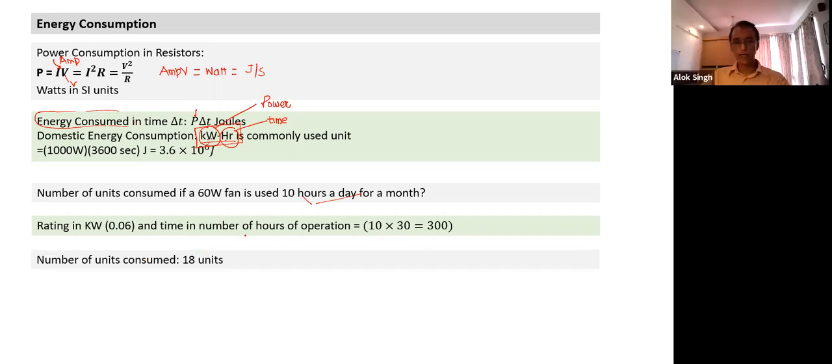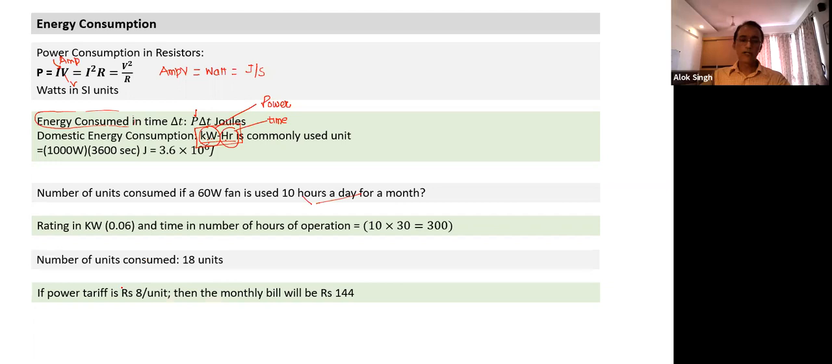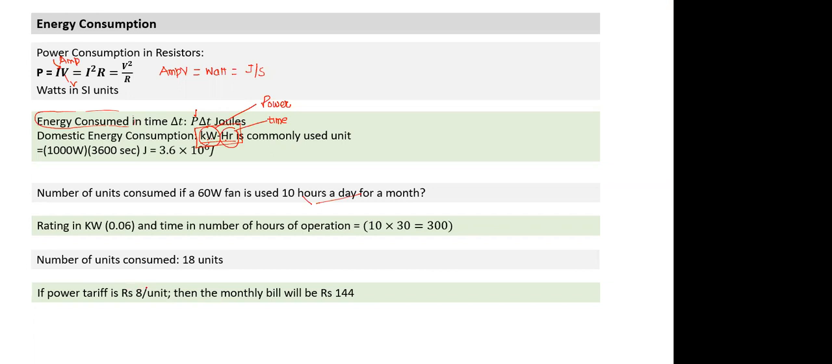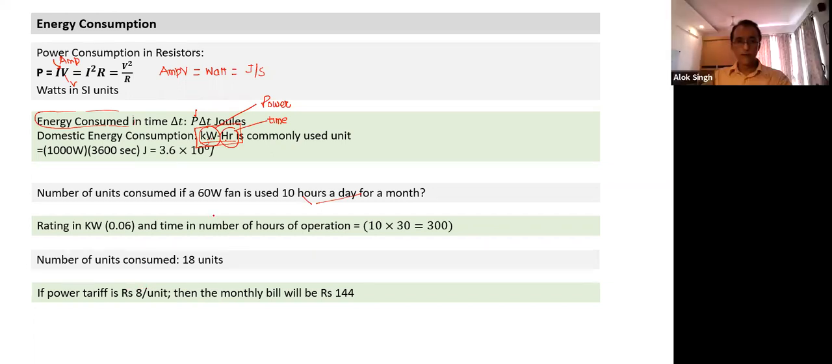So fairly simple. Let's take one more example. If the power tariff rate is 8 rupees per unit consumed, then the monthly bill for operation of this fan will be 18 into 8, 144 rupees. So what it means is I can estimate that if I use a 60 watt fan for 10 hours a day, every day of the month, I'll consume 18 units of power, if the government charges 8 rupees per unit. When you talk of per unit, I should understand what unit means. Unit means kilowatt hour: power in terms of kilowatts and time in terms of hours. Simple. Okay.